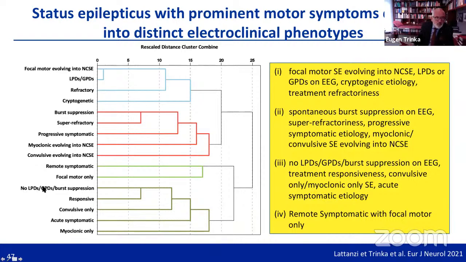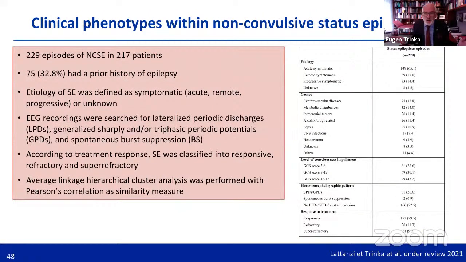Then we have the 3rd big cluster. It's no LPDs, GPDs, or burst suppression. Good news. Responsive to treatment, yes. Convulsive only, acute symptomatic, and myoclonic only. So that's the good group. And there is one with a remote symptomatic and focal motor only, which stands a little bit alone. And I assume that these are the ones with the structural lesions, tumor, for example, or cavernoma, which per se have a good prognosis.